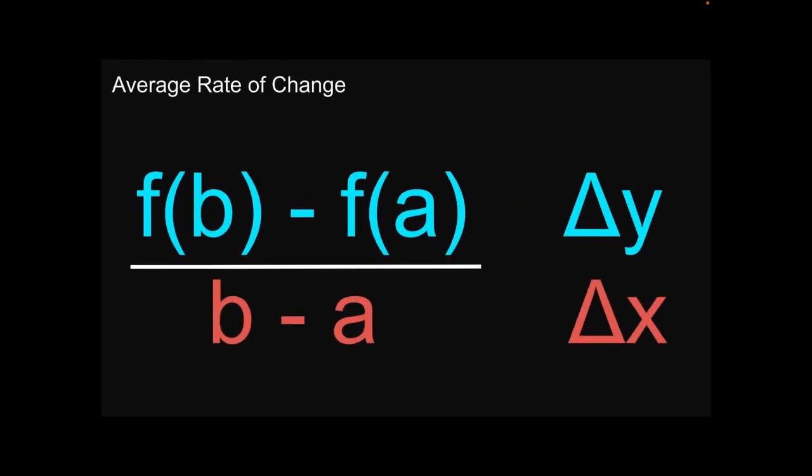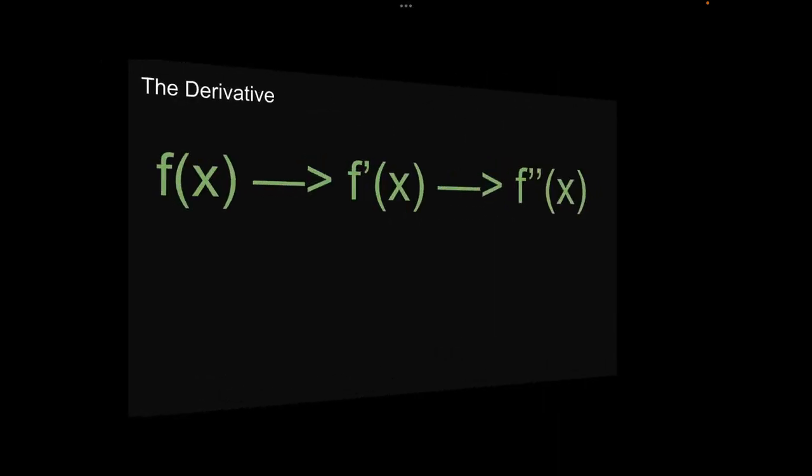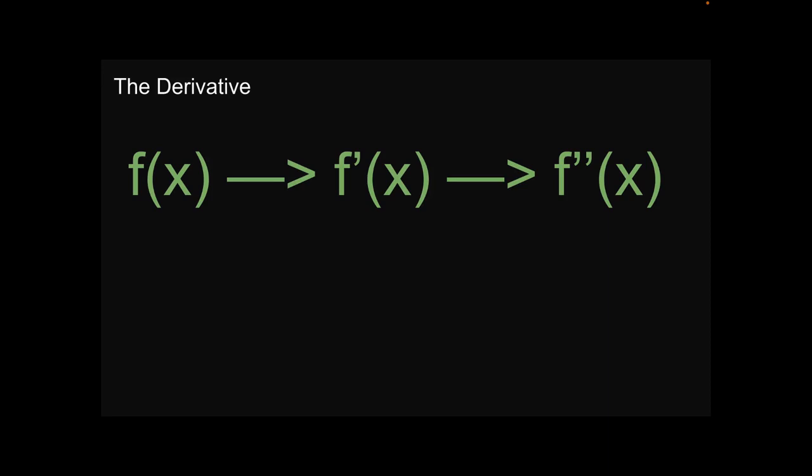The average rate of change is found by taking the change in y over the change in x on an interval, and it tells us the average slope over that interval. But what if we want to find that rate of change at one point? The derivative at a point is synonymous with the slope at a point, or the instantaneous rate of change.